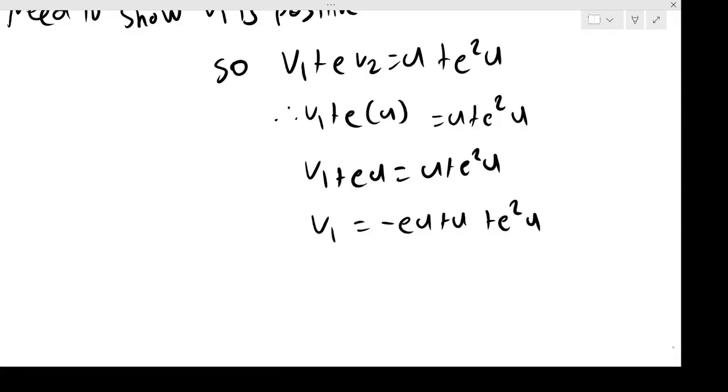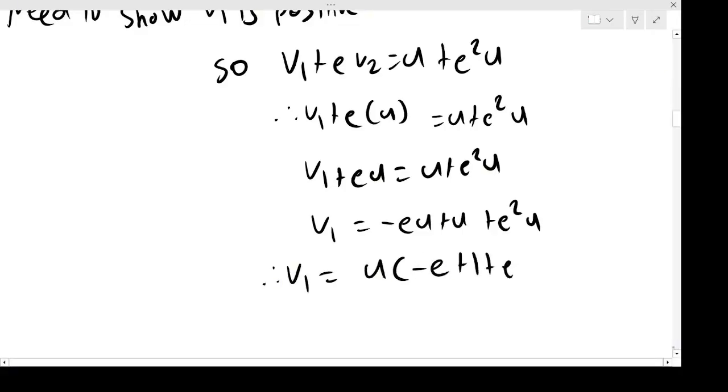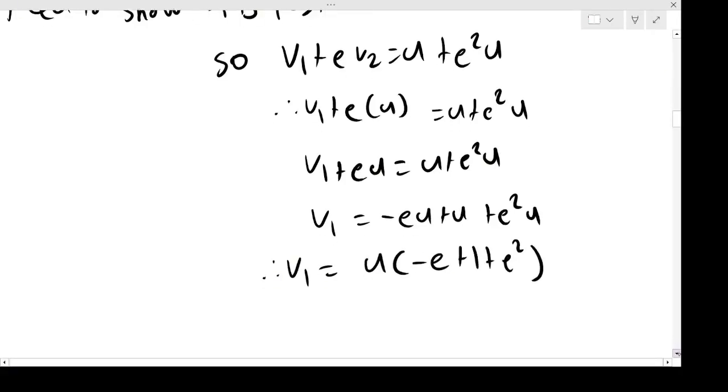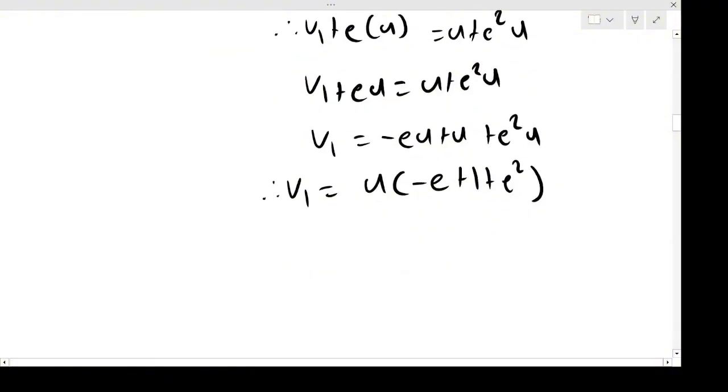Okay, well, I can factor a U out. So V1 is going to be U lots of minus E plus 1 plus E squared. Now, that's very interesting. We get a quadratic. If I rearrange this a little bit, this is going to be U lots of E squared minus E plus 1.